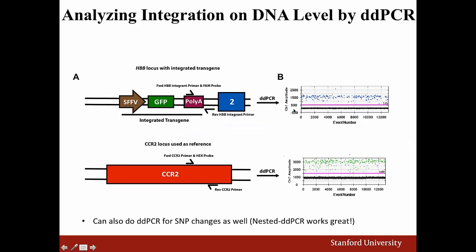Another way to do it is by ddPCR. It's a similar strategy to in and out PCR. And all you have to do is have one probe primer mix that's specific for your HR, your intended targeted locus, and one that's for your reference that's not your targeted locus. And you can multiplex this as long as one probe has HEX and one probe has FAM, and this is showing a representative. You can also do it for SNP changes, and so the concept is doing nested ddPCR for that, and it works great.